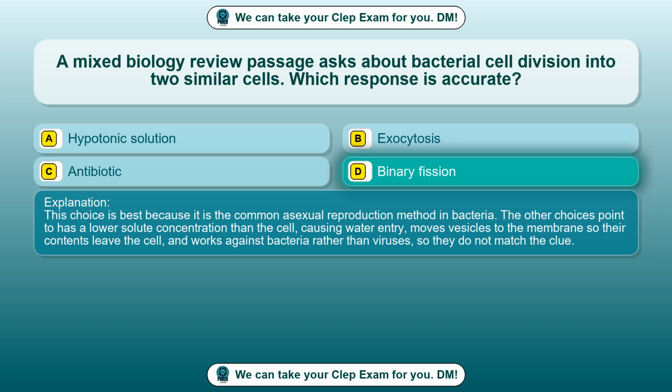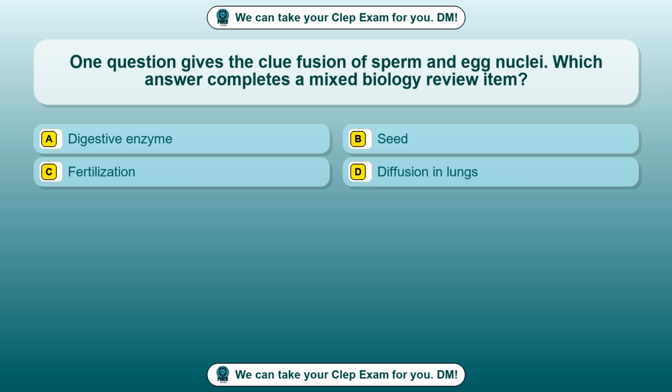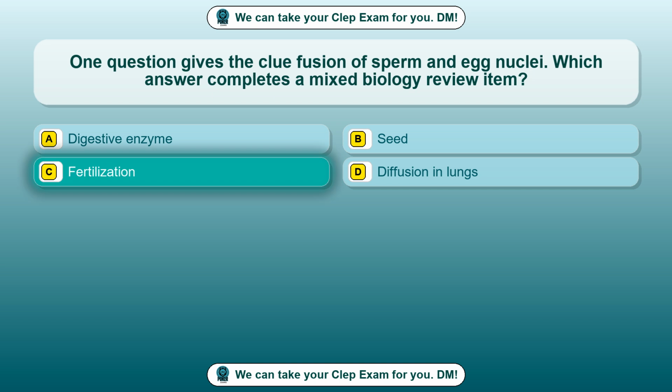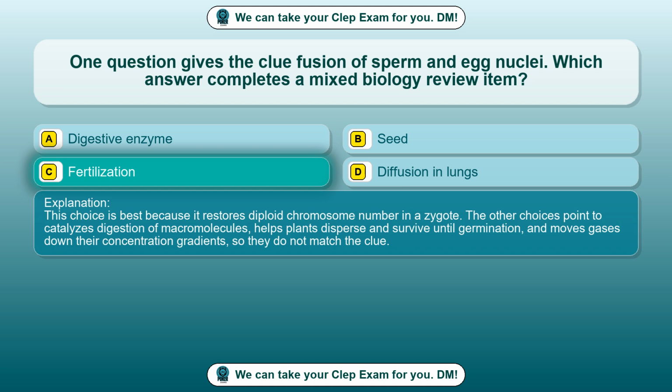Question 45. One question gives the clue fusion of sperm and egg nuclei. Which answer completes a mixed biology review item? Option A, digestive enzyme. Option B, seed. Option C, fertilization. Option D, diffusion in lungs. The correct answer is option C, fertilization. This choice is best because it restores diploid chromosome number in a zygote. The other choices point to catalyzes digestion of macromolecules, helps plants disperse and survive until germination, and moves gases down their concentration gradients, so they do not match the clue.